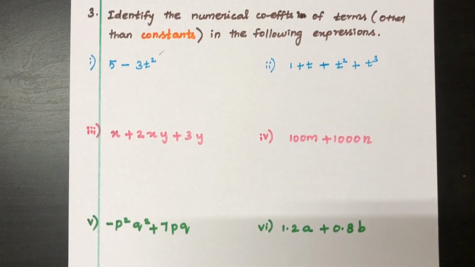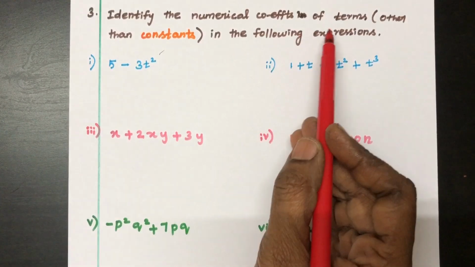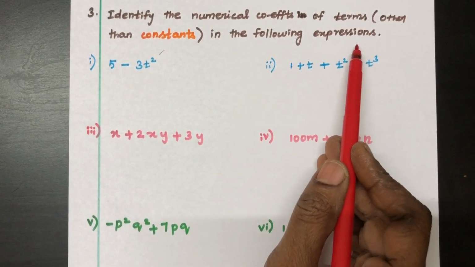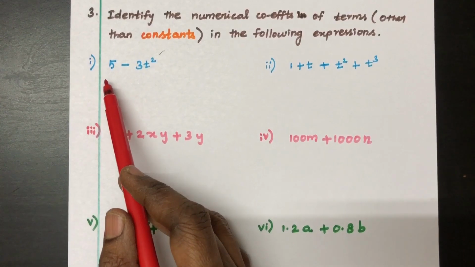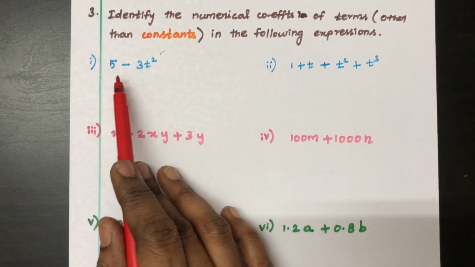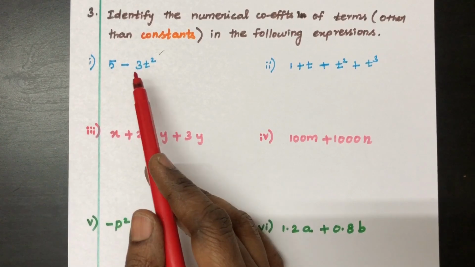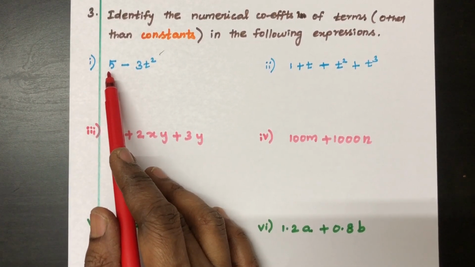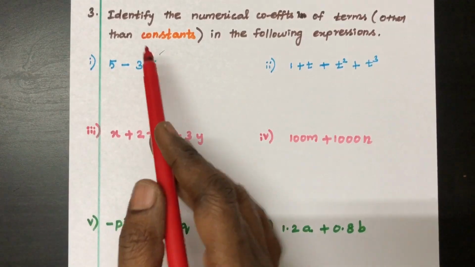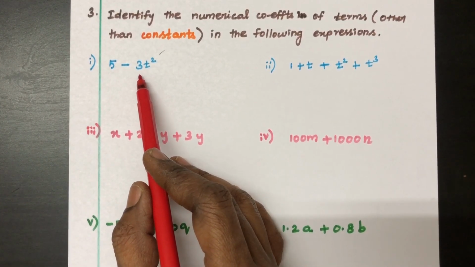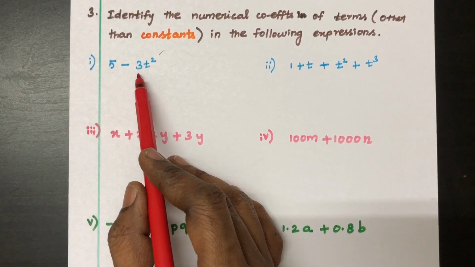Third question, identify the numerical coefficient of terms other than constants in the following expression. So we are not going to consider constant. Constant means purely numbers without any variables. That is called constant. So we are not going to consider that number. See, here 5 is the constant, so no need to consider it here.